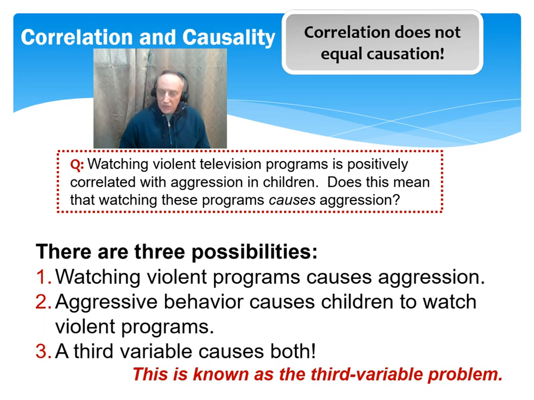That could be it. It could be that watching violent TV makes you aggressive, but it could also be you're aggressive and therefore that makes you want to watch violent TV. You're already aggressive, so you're drawn to acts of aggression. Or it could be what's known as the third variable problem. There could be something else that you did not even think of to measure that is causing the change in both of those other variables.